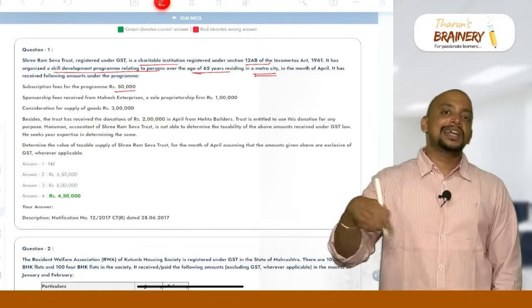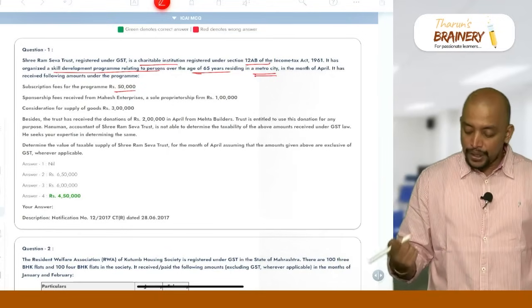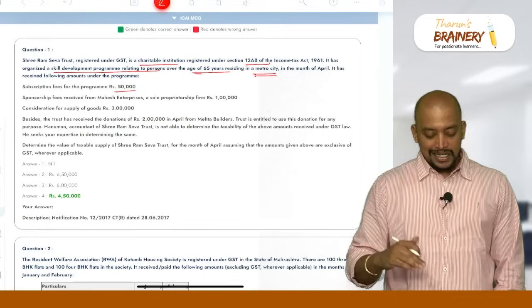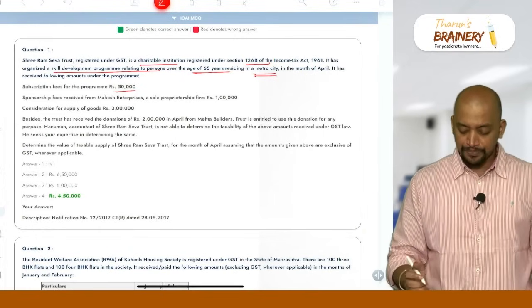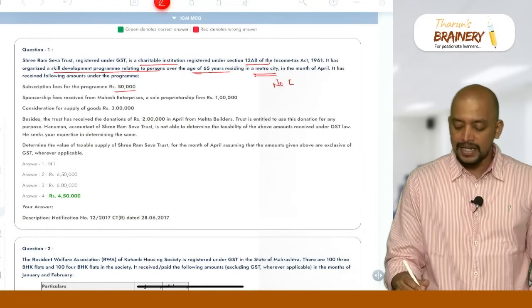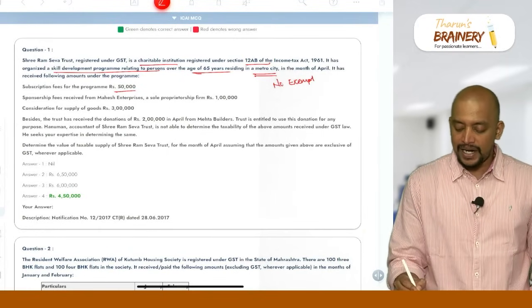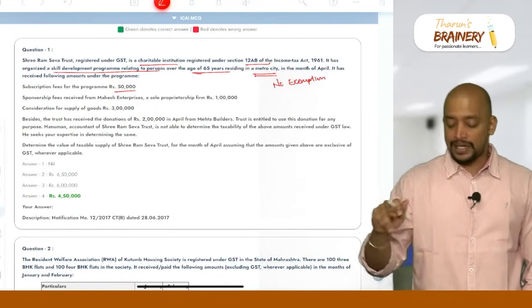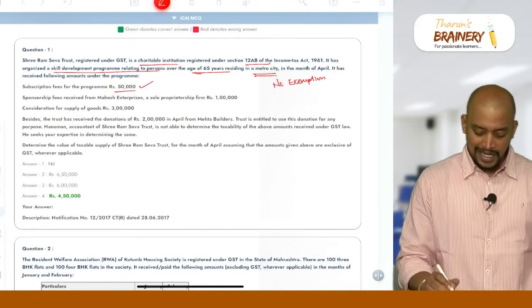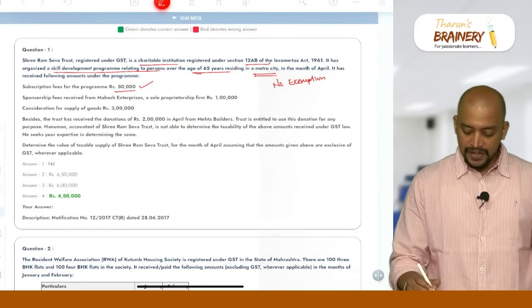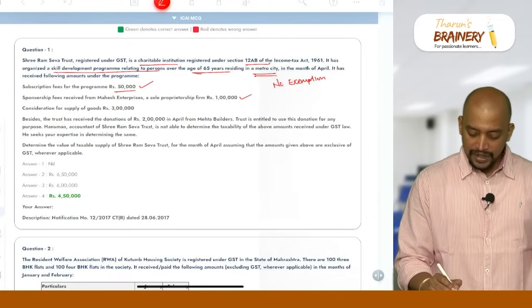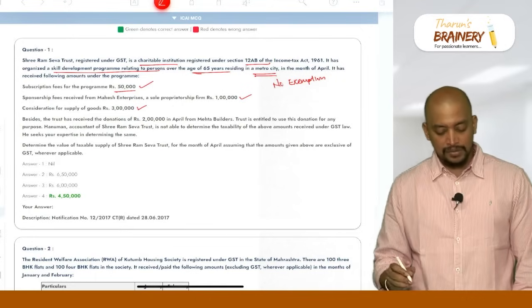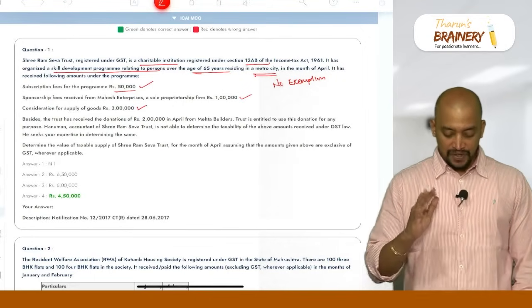If they are in a rural area, that is exempted. If they are living in a metro city, then whatever money they are collecting will not be exempted. No exemption in this case, because they are providing education services to persons over 65 years not in a rural area. Then this will be taxable. Then sponsorship services will be taxable. Consideration for supply of goods will be taxable. So 3 lakhs plus 1 lakh plus 50,000.